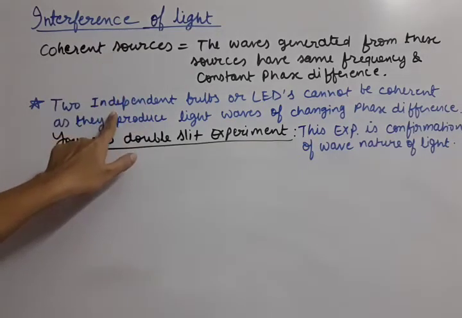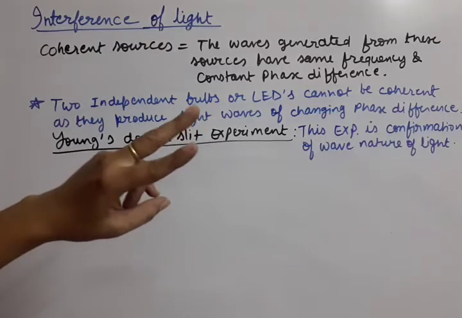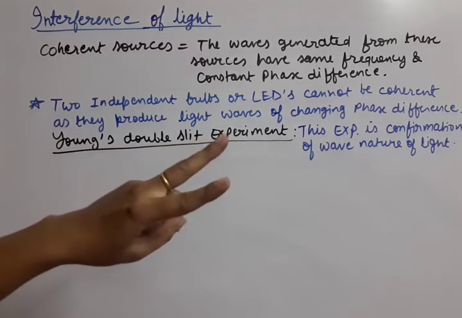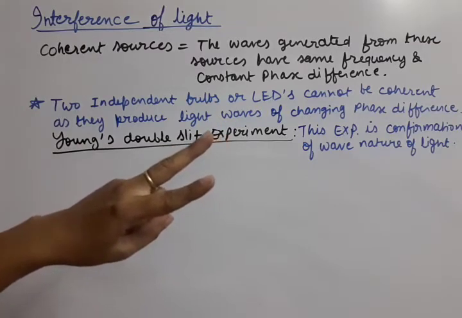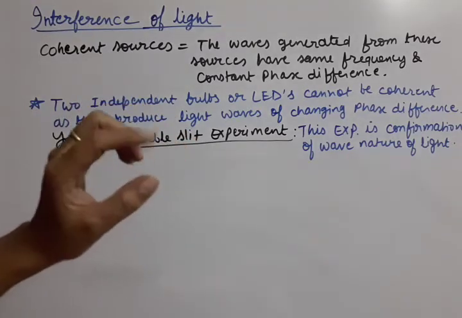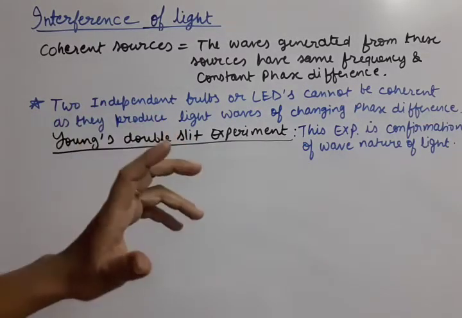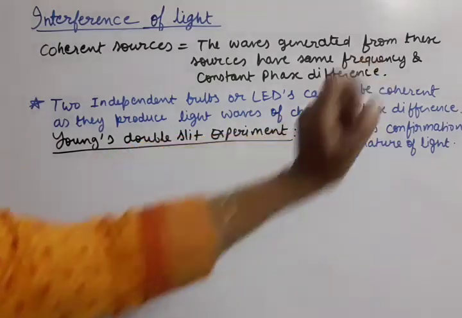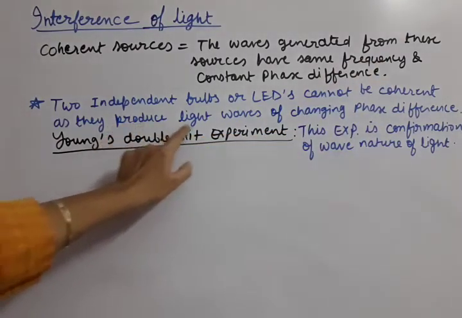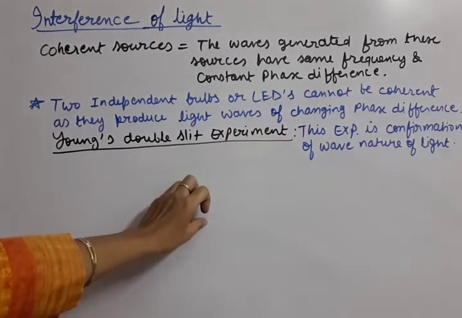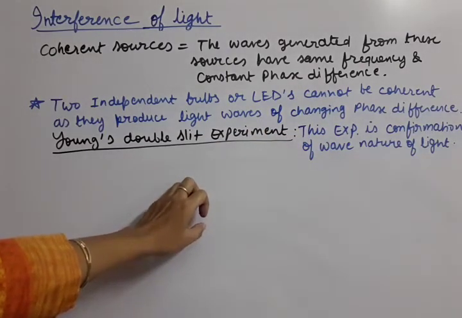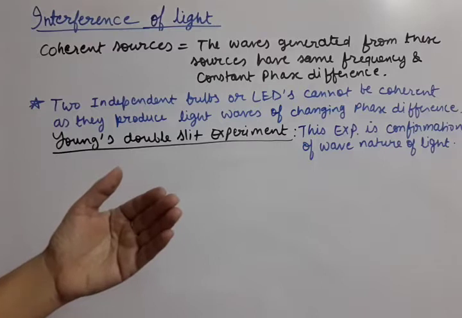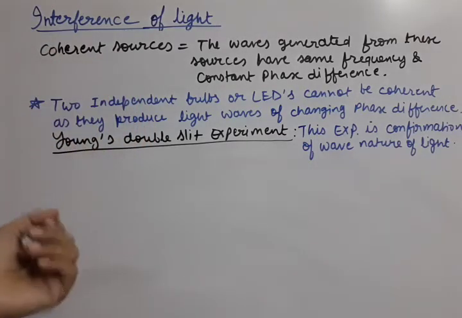Now we want here two waves. For the interference, we want two input waves. So what if we take two input waves from two separate bulbs or independent bulbs or LEDs? Actually the problem is that these two independent bulbs cannot be coherent, because they produce light waves of changing phase difference. We want a constant phase difference, but here what will happen? If two separate bulbs are there, their phase difference will be changing. So this property of coherent sources will not be satisfied.